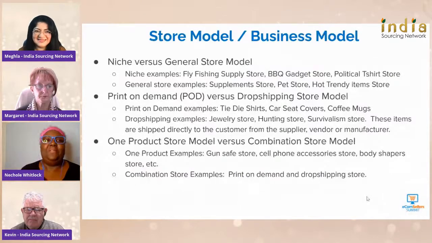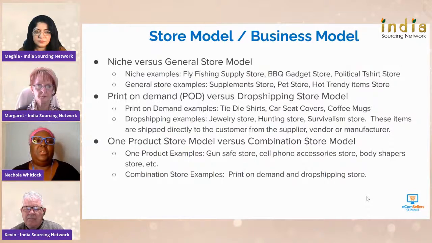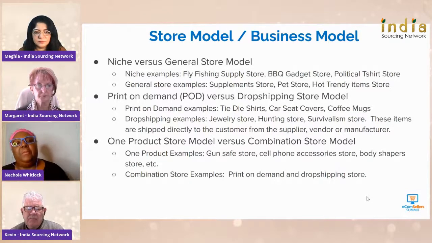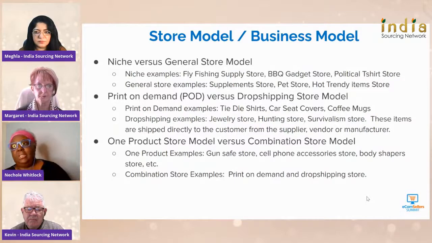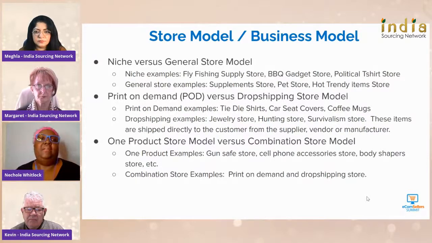You could have a specific store that hosts all the products that you see on TikTok, or a supplement store. So it's very general in the sense that everything in the store is supplements, but they're not just one specific type of supplement. You could have a print on demand store or a drop shipping store. So print on demand, some people will do print on demand for shirts, ties, car seat covers, coffee mugs, workout clothes, jackets, purses, bags, phone covers. All of that is print on demand. Or you can do drop shipping. And some people do a combination of both.